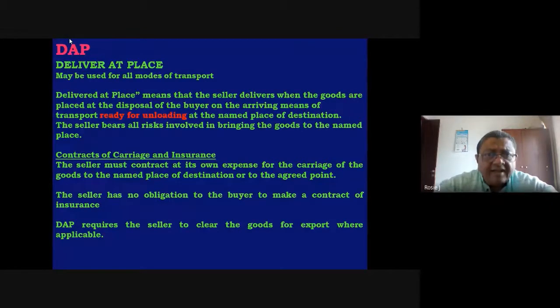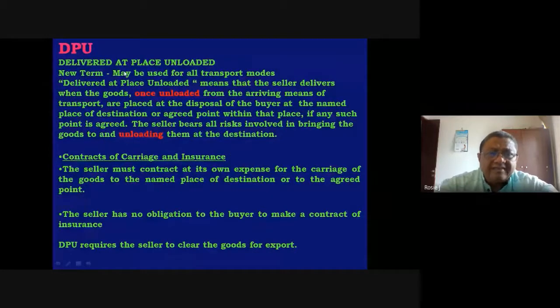So delivering, ready for unloading, at the point of destination, whatever place they decide in Jeddah, in Saudi Arabia, right? You see, details are always that side. Then comes DPU, same as DAP, right? But here one additional responsibility is the exporter takes the responsibility to deliver it to him, not like DAP, ready for unloading.